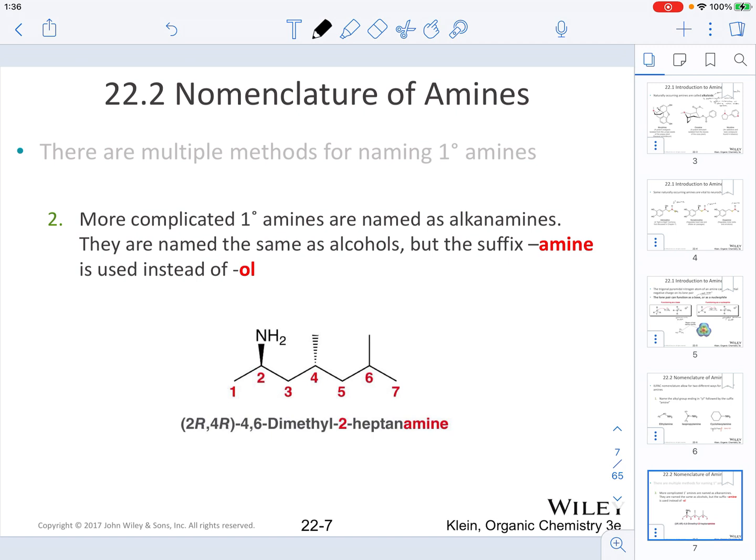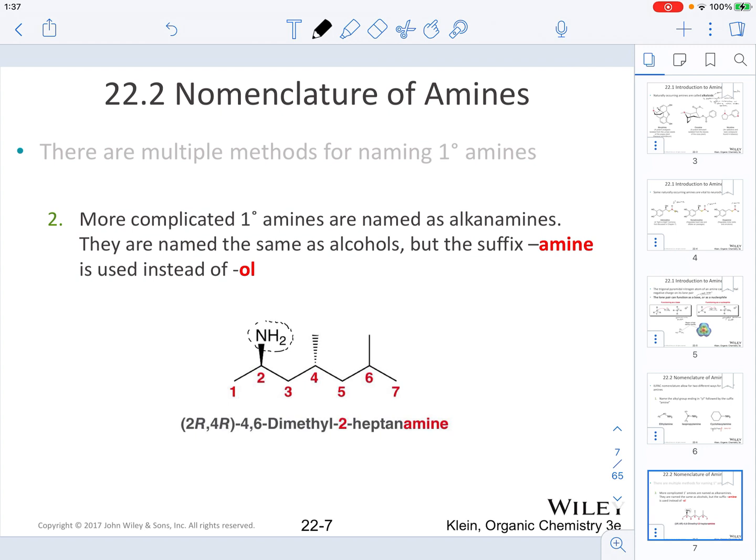Understand that more complicated primary amines are named as alkanamines. In a way they are named the same as alcohols, but the suffix is going to be amine instead of the OL. Now, as you can see in the example below, here the NH2, let me just circle it, is what makes the molecule an amine.